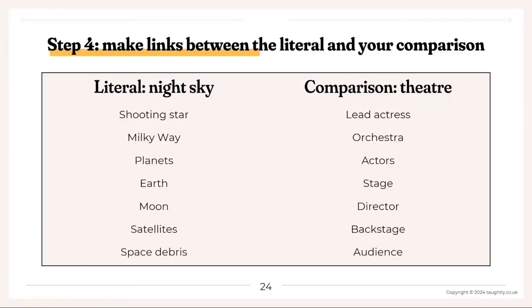The fourth step is, now we've got a list of things that we see in the night sky and things that we see in our comparison, you need to try to make links between them. Which things do you think match? Which things do you think are kind of similar? So for example, you might have that the director is like the Milky Way, because everything exists because of the director, perhaps. And you might go, the audience are like space debris, floating in and floating out, never always completely invited. So have a little think, what links could you make between your literal thing that you're describing and the thing that you're comparing it to?